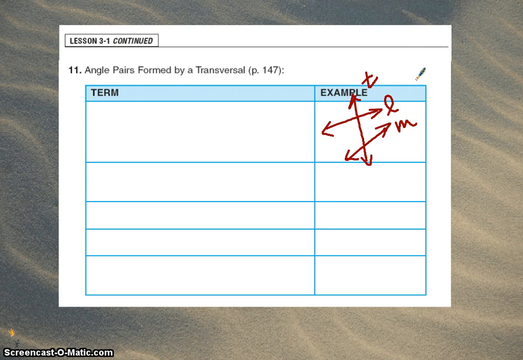And what we have going on is a bunch of angles here. So we'll mark them 1, 2, 3, 4, 5, 6, 7, and 8. So those are our angles. I'm going to go back and take off some angles, but you can see there's lots of different angles here. There's 8, and some of them form pairs. So the first ones we're going to talk about are corresponding angles.